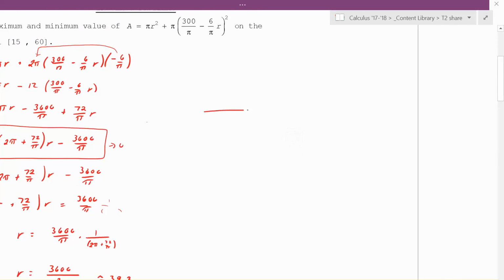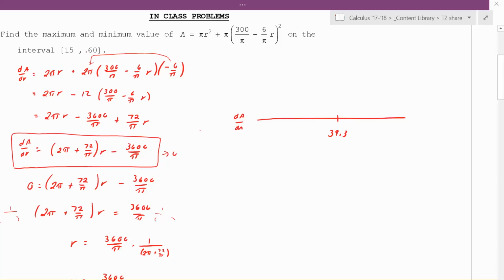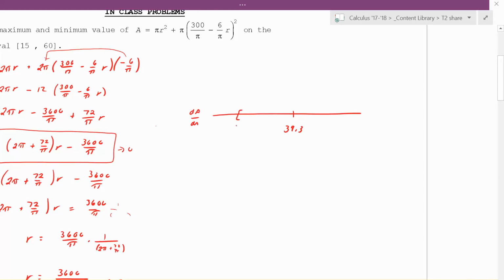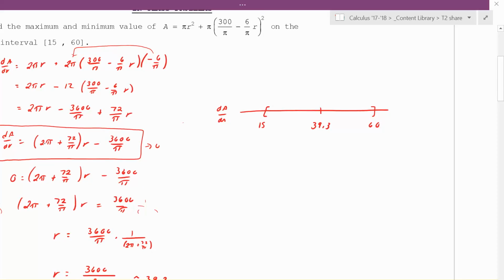Going to our sign chart, so I'm looking at dA/dr. My key value is the 39.3. I'm told that my interval is from 15 to 60. And again, this is a linear equation with a positive slope, so it would be a line that goes uphill. Negative values, positive values. So downhill, uphill, this is a minimum. And my maximum is going to be either out here at 15 or at 60.